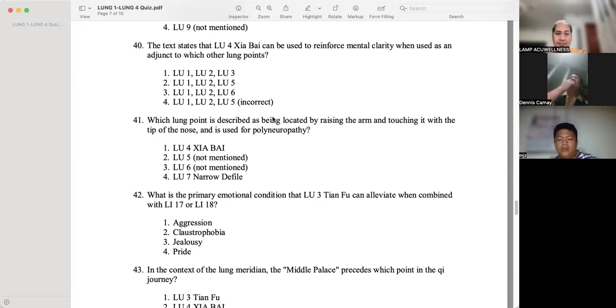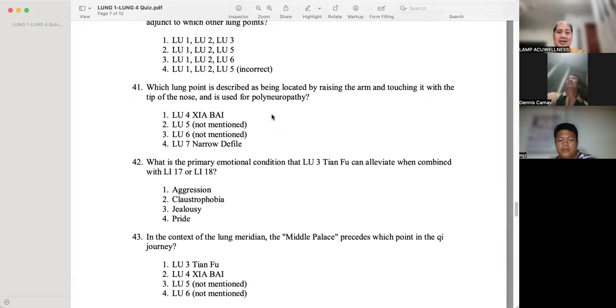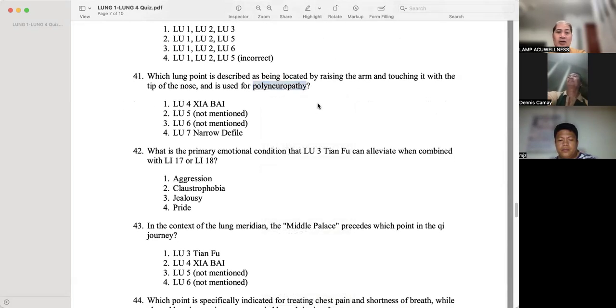Lung 1, lung 2, lung 3. Which lung point is described as being located by raising the arm and touching it with the tip of the nose and is used for polyneuropathy? Lung 4 Shabai.